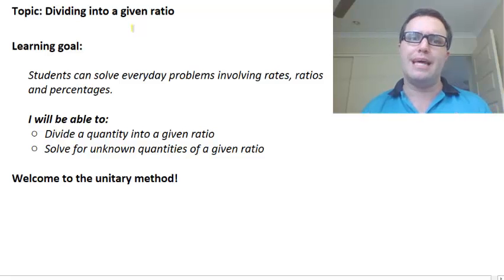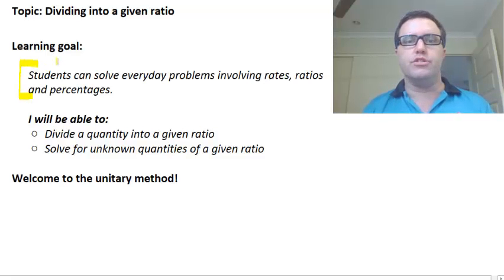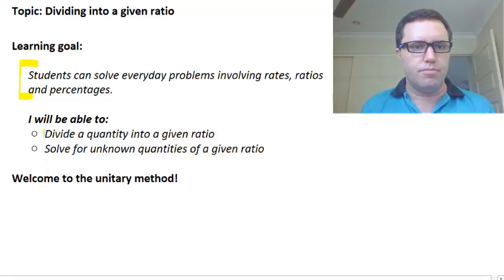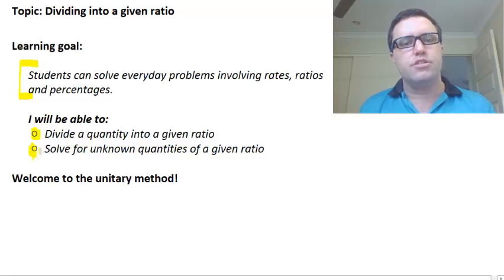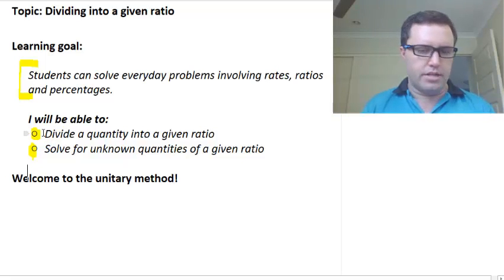We're going to be talking today about dividing numbers into a given ratio. And so we're still with our same learning goal where students can solve everyday problems involving ratios, rates, and percentages. At the end of this, you will be able to divide a quantity into a given ratio and solve for unknown quantities of some given ratio.